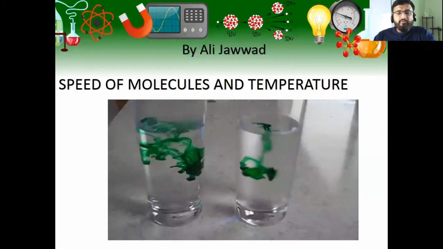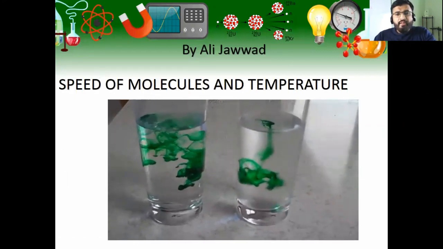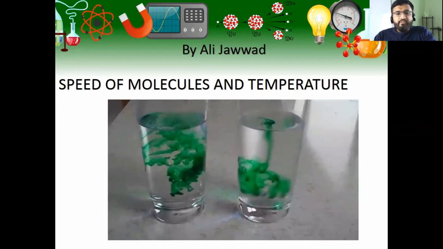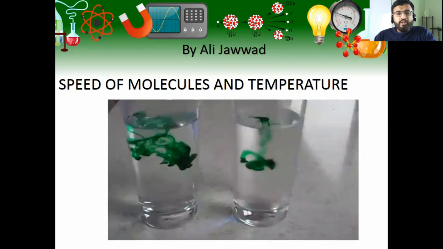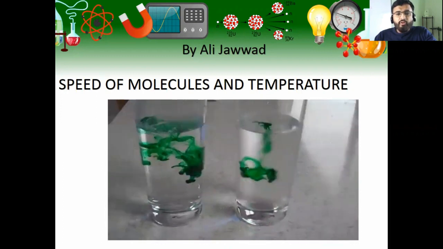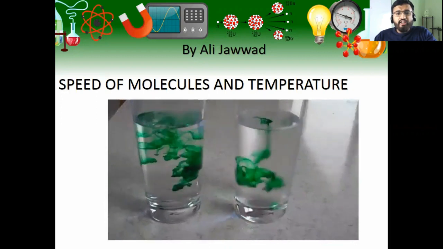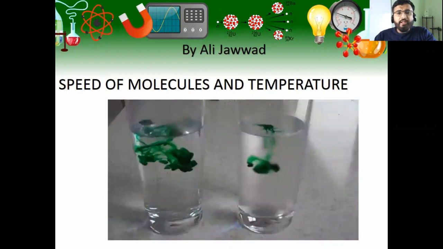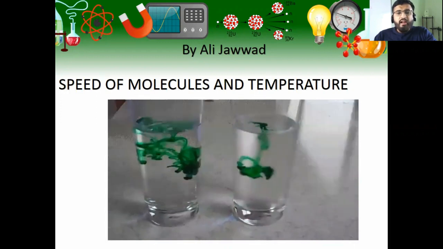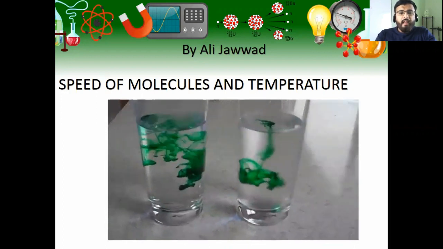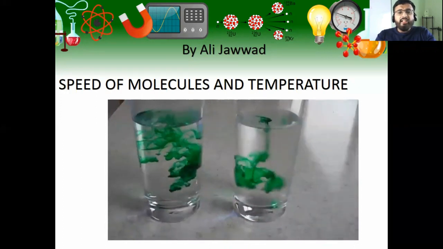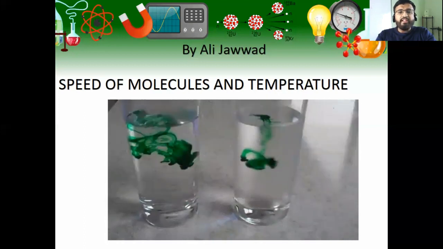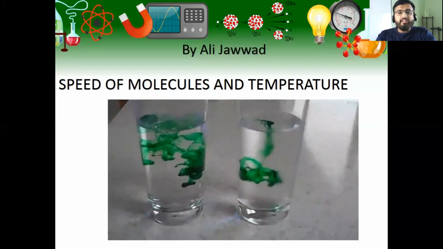Now, the speed of molecules and temperature. The speed of molecules increases with the increase in temperature. As you can see, the dye is poured in 2 jars of equal volume containing water at different temperatures. So in one of the jars, the dye is spreading at faster speed because its temperature is high, and in the second jar, the dye is spreading at a very slow speed because the temperature of that jar is low. The water in that jar is cold.